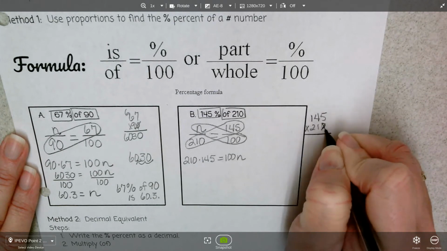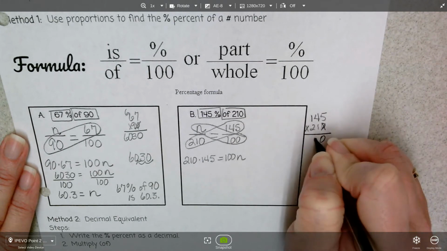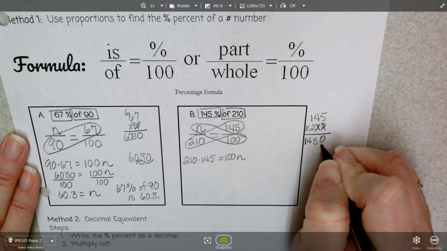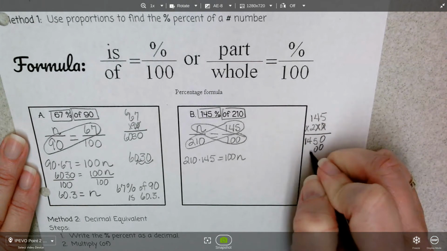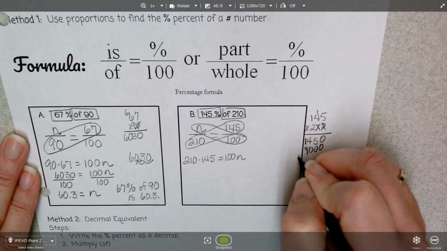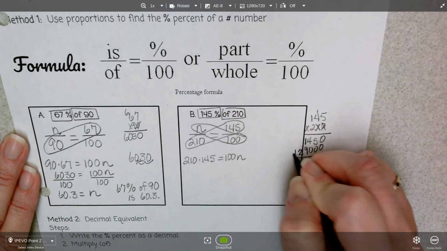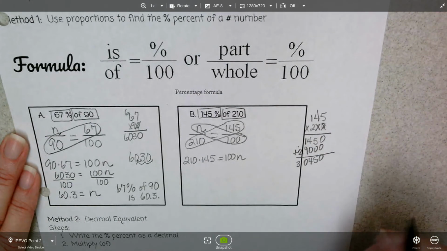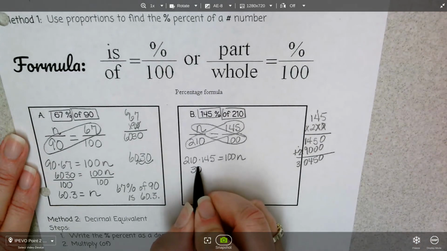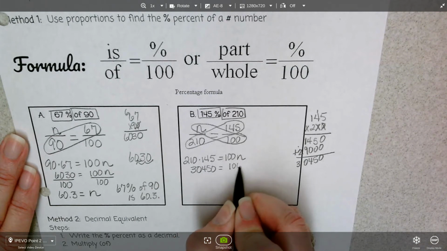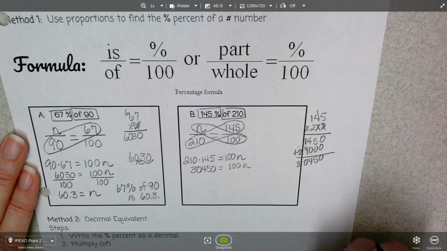Okay, so let's multiply our 145 times 210. Go ahead, cross out your 0, put a placeholder, 1 times 5, 1 times 4, and 1 times 1. Cross that out. We need 2 zero placeholders. 2 times 5 is 10. Carry your 1. 2 times 4 is 8, plus 1 is 9, and 2 times 1 is 2. And we're going to add: 0, 5, 4, 9 plus 1 is 10. Add it here, we've got 3. So we've got 30,450 equals 100n.